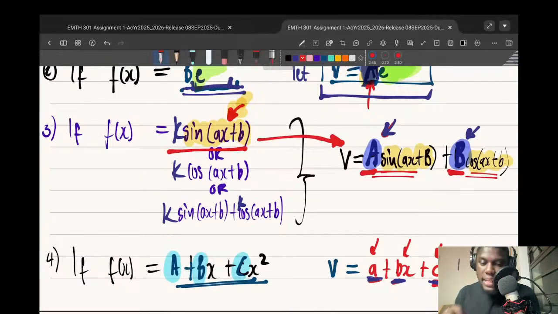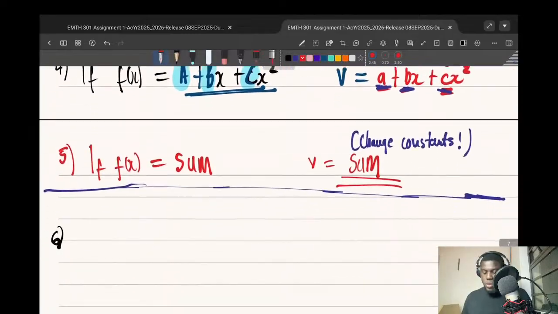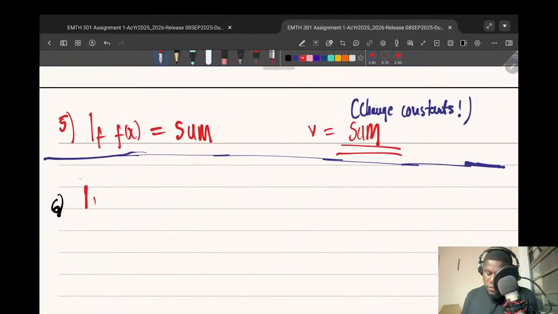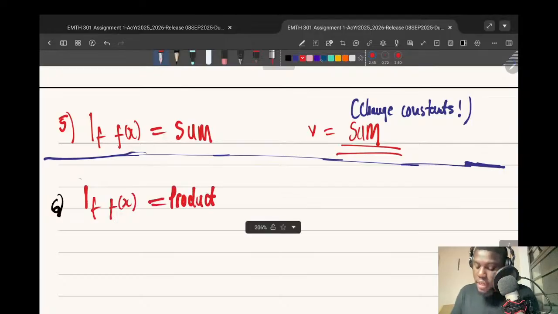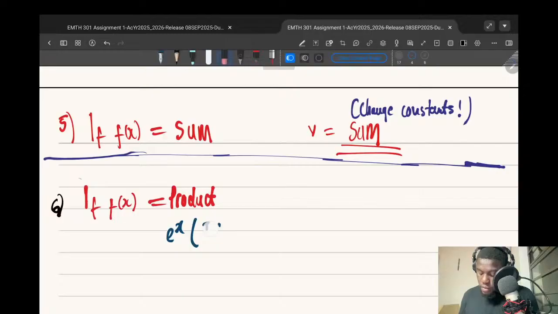Now let's do this last situation where you have a product. If f of x is a product, it is always the case you had: e to the x multiplying some trig of x. Let's just say we have our f of x being k e to the whatever, multiplying here.